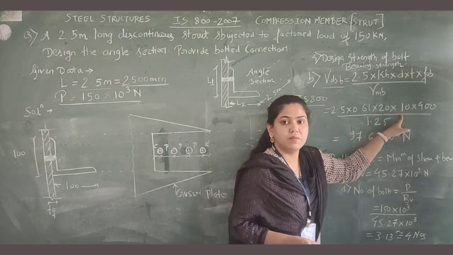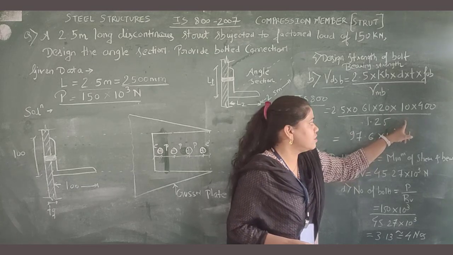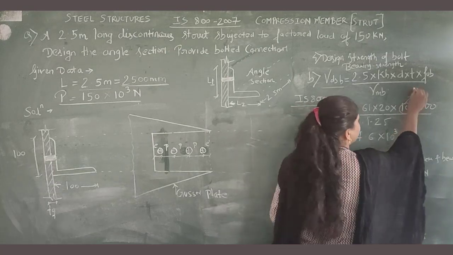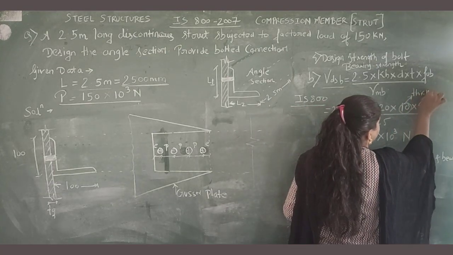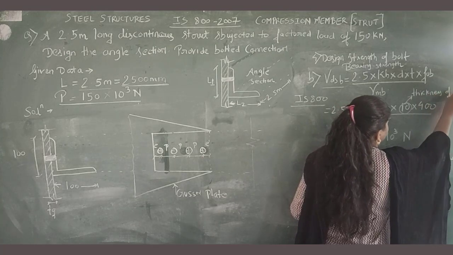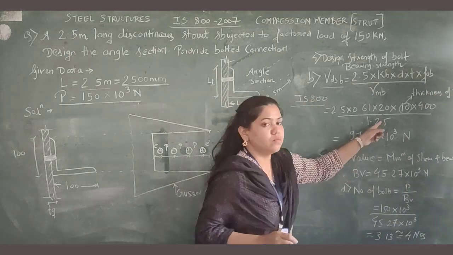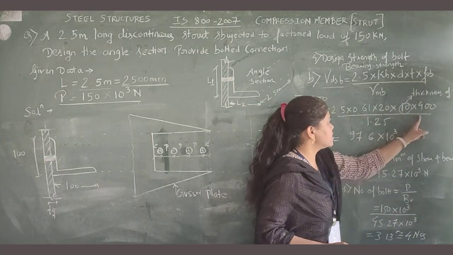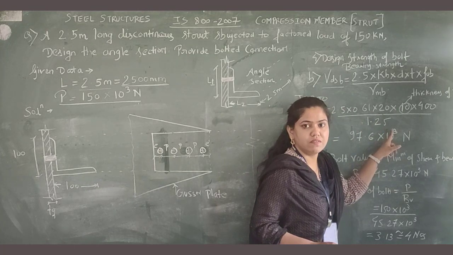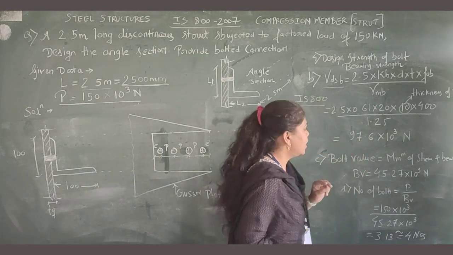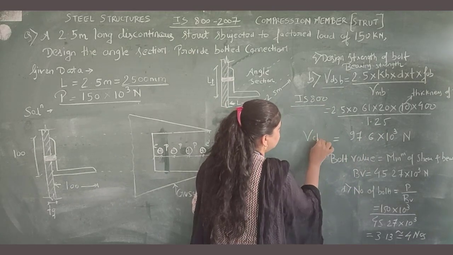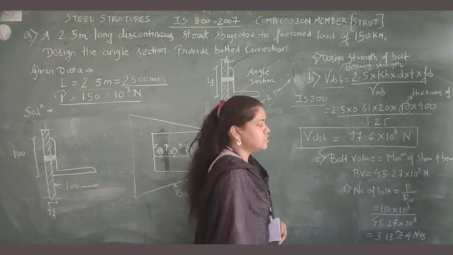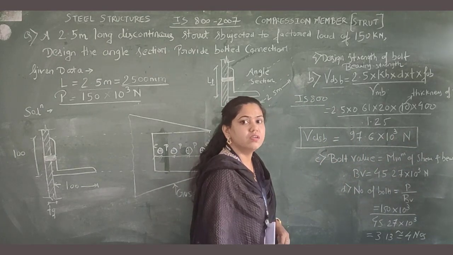The thickness of the gusset plate, again you have to assume this value. Here in this case I assume the thickness of the gusset plate is 10 mm. So I write down here thickness of the plate, which is equal to 10 mm, right? FUB value is 400. Divide this expression by factor of safety, which is equal to 1.25. So you will get the value of VDPB, that is the bearing strength of bolt, equal to 97.6 into 10 to the power 3 Newton.